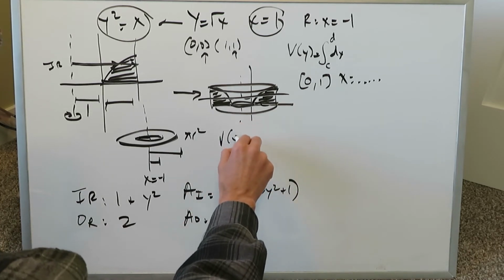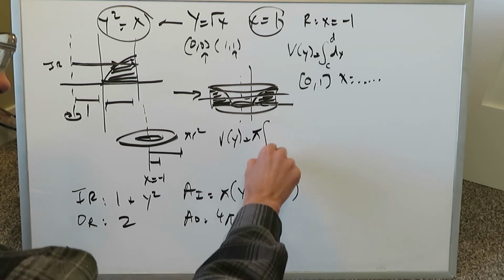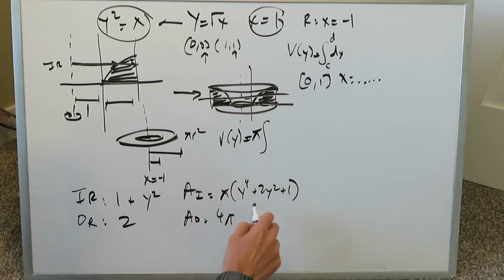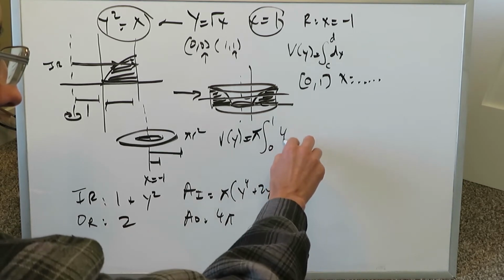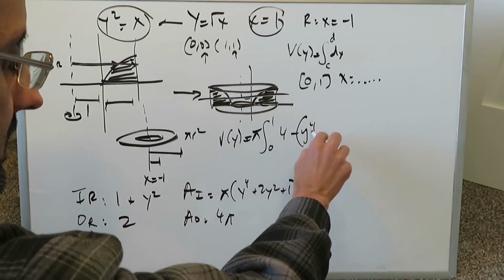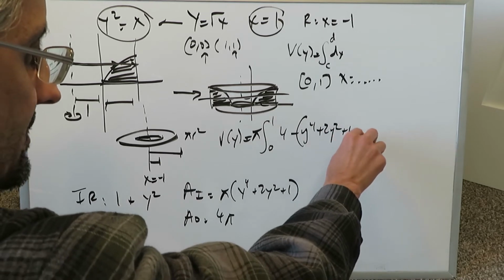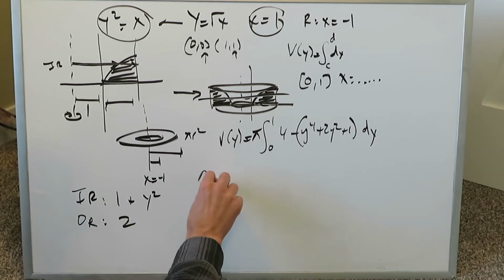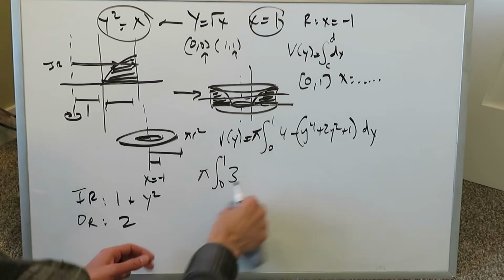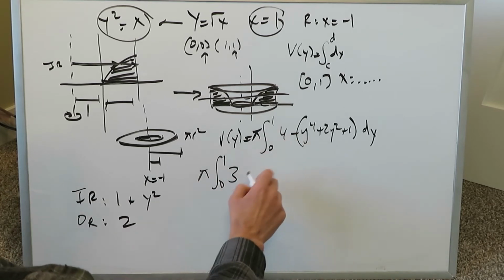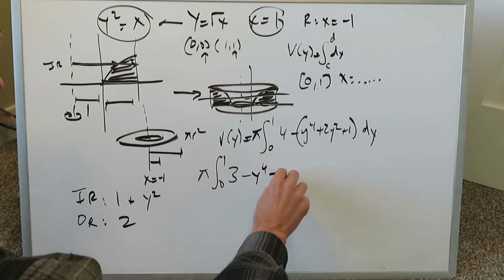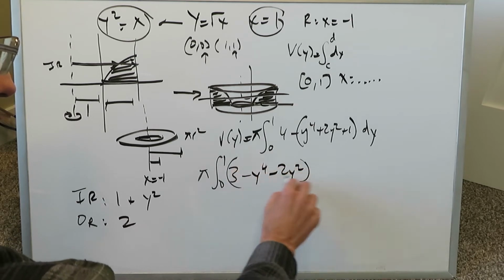Volume with respect to y is equal to, we'll isolate the pi's. See, from these two we've isolated the pi. We're looking from 0 to 1. Outer area minus inner area: 4 minus y to the fourth plus 2y squared plus 1, dy. Pi from 0 to 1. 4 minus 1 is a 3, and then you have a minus y to the fourth, and then a minus 2y squared, all with respect to dy.